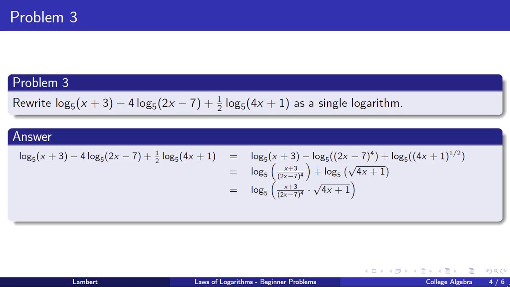If you want to make it look a little bit nicer, you can move that square root of 4x plus 1 into the numerator, since multiplication is the same thing as square root of 4x plus 1 over 1, and multiplication on fractions goes straight across. And so our final answer is log base 5 of x plus 3 times the square root of 4x plus 1 all over 2x minus 7 raised to the fourth power. Notice we only have a single logarithm with a log base 5 here.